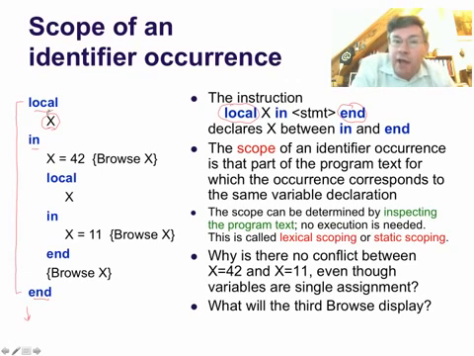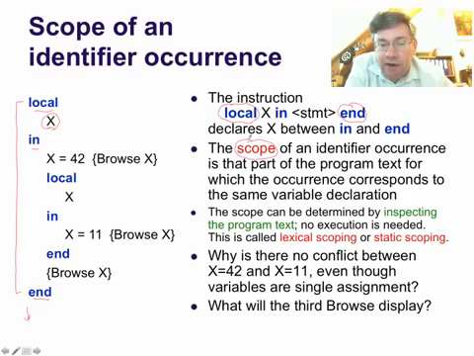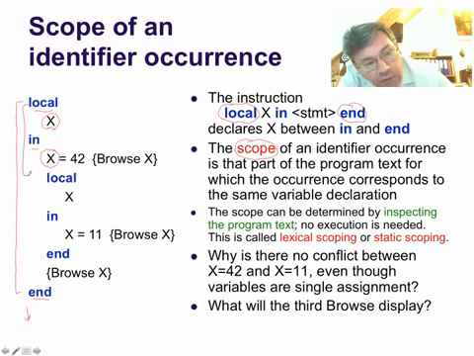In addition to identifiers, variables, and environments, the fourth concept is called the scope. The scope of an occurrence of an identifier is that part of the program text for which the occurrence corresponds to the same variable declaration. So for example, the scope of this x here is the part of the program that starts from the local and ends here. Here we have another local, but that's another declaration. So the scope ends here, there's a hole in it, and it continues here. So the scope of this occurrence of x is two separate parts taken together, this part and this part.